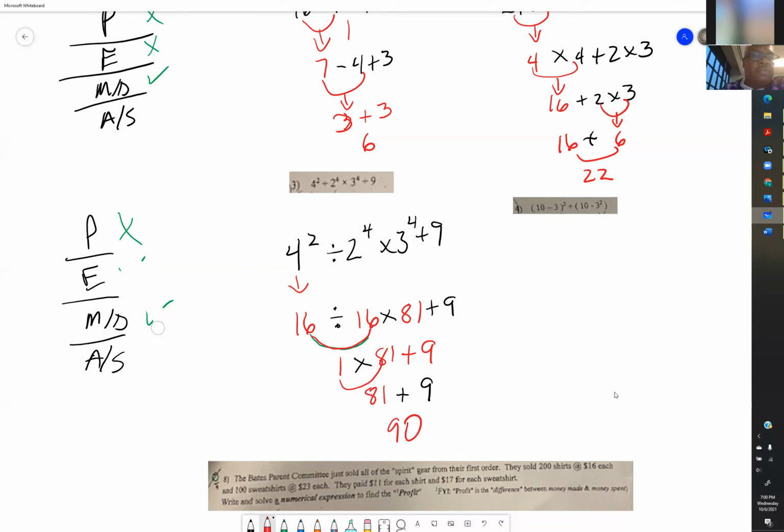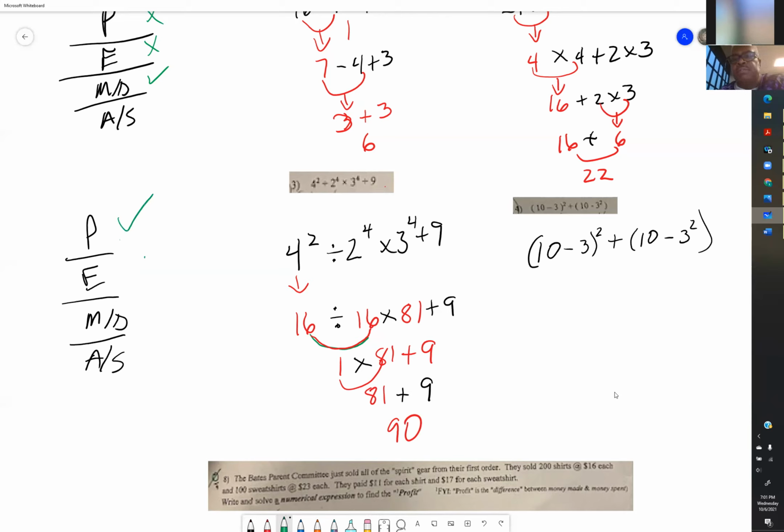Because in this one, we have parentheses. I'm going to rewrite it as I see it. When I got it, it was a little bit messed up, but let's just keep going. What I see is this: 10 minus 3 squared plus 10 minus 3 squared. Now we have parentheses and exponents in this, so let's just deal with that first. First thing we deal with is the parentheses, okay?